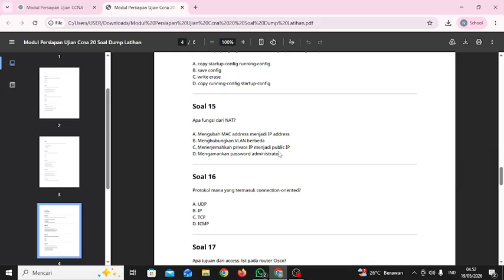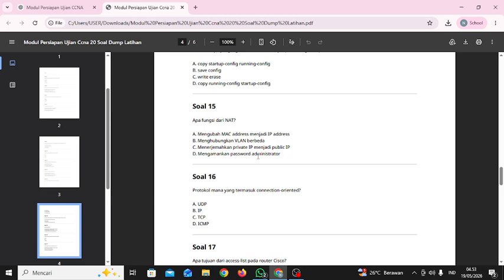Question 50. Okay. What is the purpose of NAT? A. Convert MAC to IP. B. Connect VLANs. C. Translate private IP to public IP. And D. Secure password administrator. Okay, what is the correct answer? The correct answer is translate private IP to public IP. That is C. Okay, explanation.